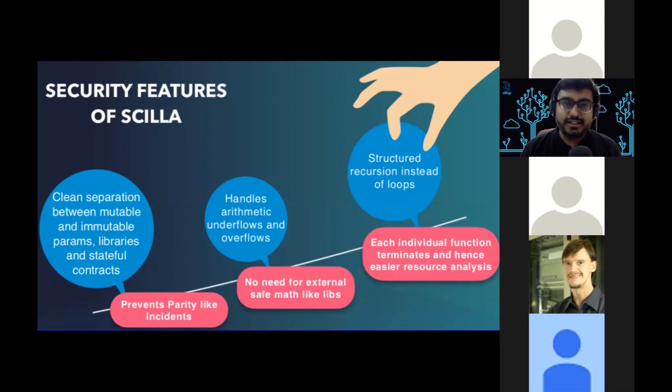And yeah, I talked about the Scilla design principles. There are security features of Scilla. So there's separation between mutable and immutable variables, libraries, and stateful contracts. This prevents priority-like incidents, and it handles arithmetic underflows and overflows. No need for using an external third-party math library. And we don't actually have for loops or while loops within Scilla. To achieve a similar effect, there's structured recursion that you can do, and each transition actually terminates.